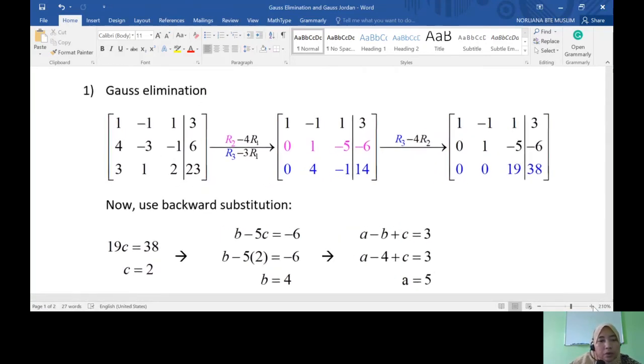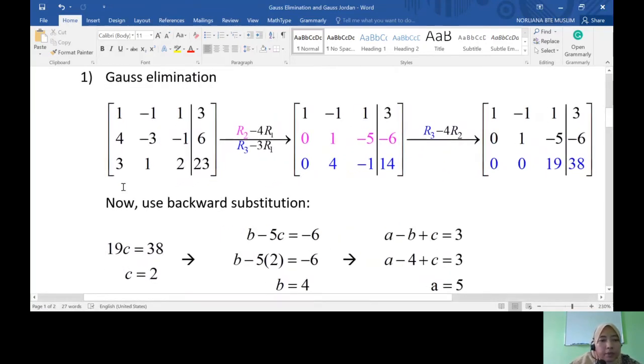Okay, so let's see. Created formulation. This is 3. We choose row number 1, which is 1. So the objective is to make the 3 be 0. So put it here. So we have 3 minus 3. Correct? 3 times 1. So 3 minus 3 times 1 means 3 minus 3. So this is the created formulation.